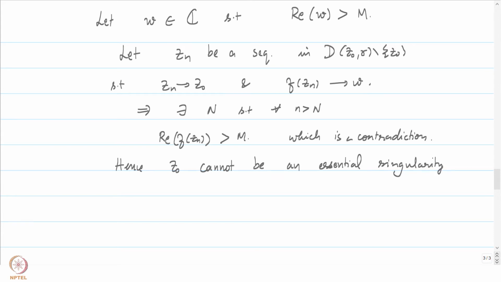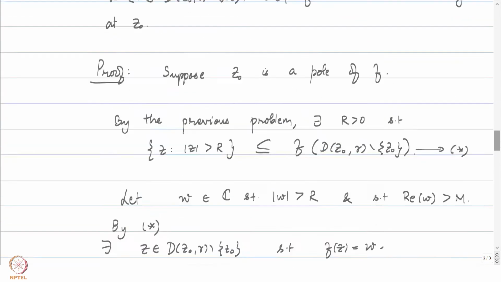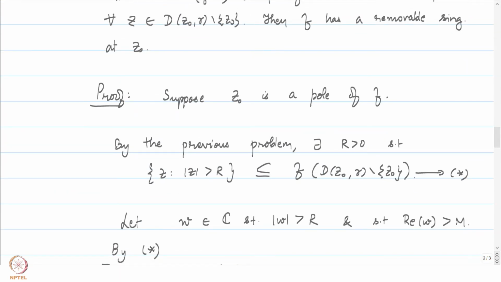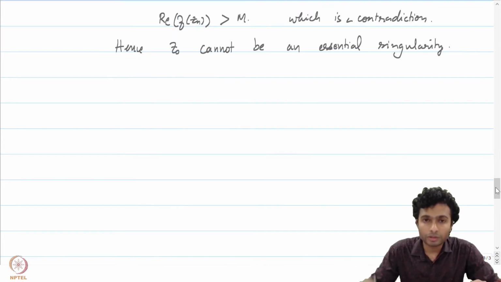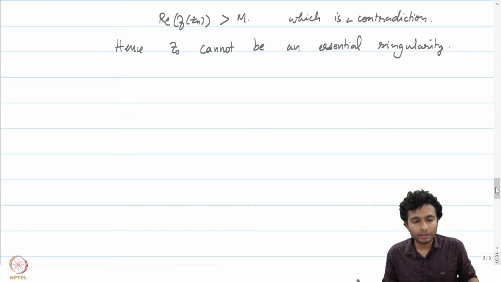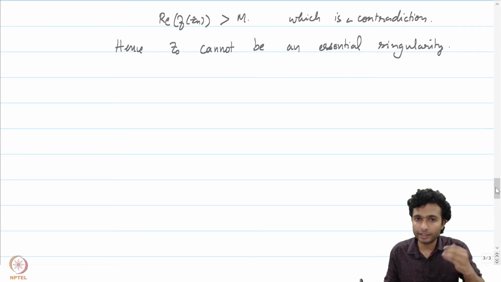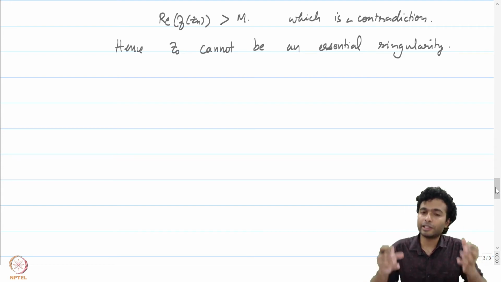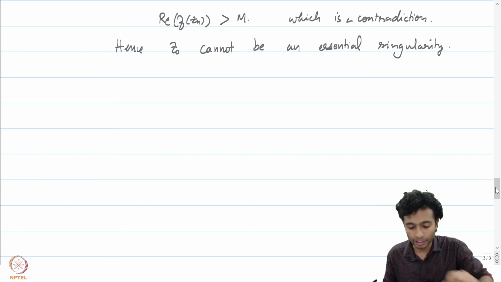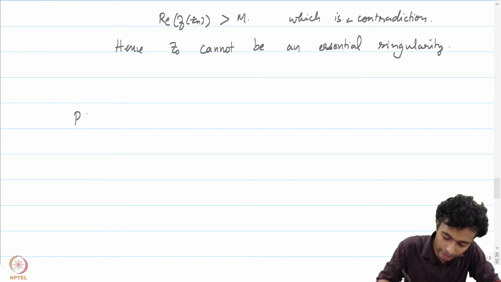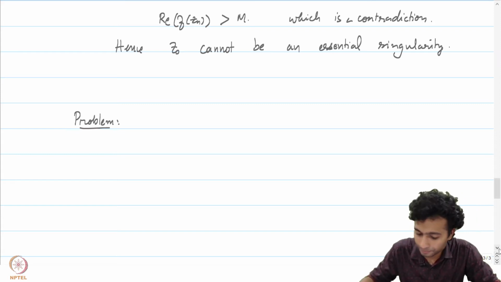So of the three possible isolated singularities, we have ruled out a pole and an essential singularity, and therefore this is forced to be a removable singularity. So the next problem is going to deal with how the behavior of an isolated singularity changes when we exponentiate a given function which has an isolated singularity. Let me write down the problem and then we will see a solution to it.